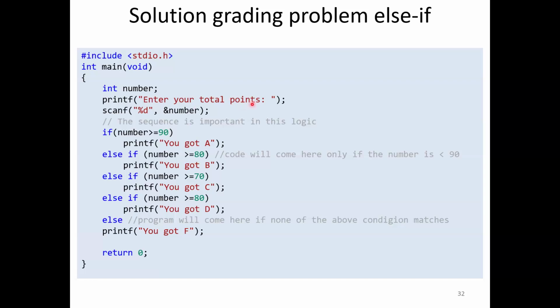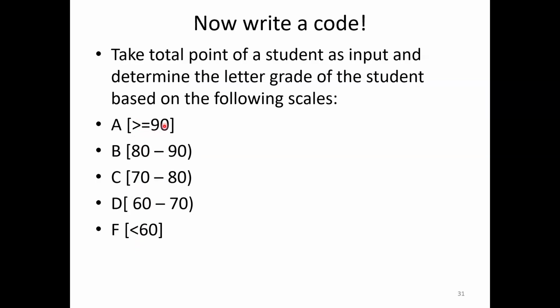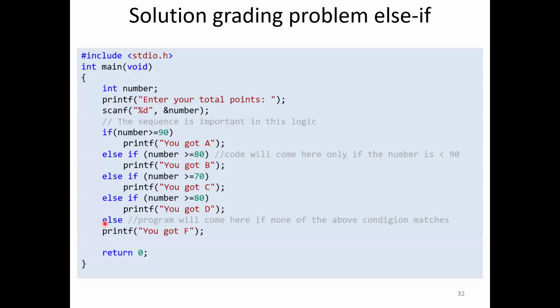Enter your total points. You got the number. Then you're checking if the number is greater than or equal to 90, you got A. If it is greater than or equal to 80, you got B, you got C, you got D, and so on. So this is just using a grading scale. If someone got this, it is A, this is B grade, this is C grade, this is D grade, and this is F grade. Now get ready to answer some questions.